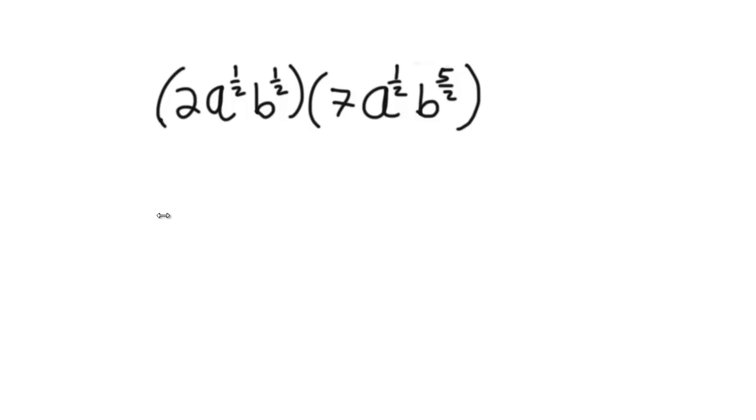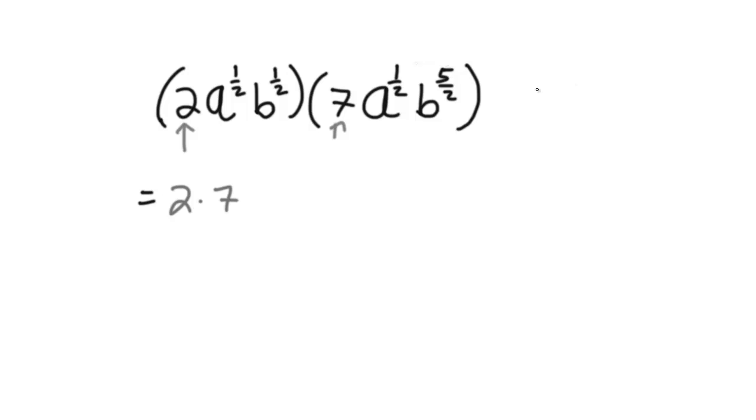Alright, I think we're ready for a challenge. So we have this problem here. We have 2a to the 1/2 times b to the 1/2 times 7a to the 1/2 times b to the 5/2. So what you want to do now is, again, look for the numbers in the front. We have a 2 here and we have a 7. So let's bring that to the front. So 2 times 7, we'll just write it out like this.